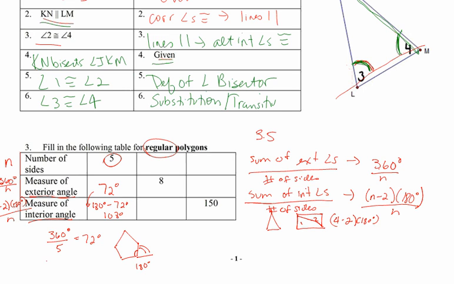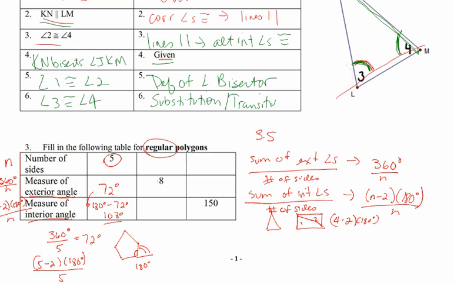And sure enough, if you follow this formula, which would be 5 minus 2 times 180 divided by 5, 3 times 180 divided by 5, or 540 divided by 5, you would get 108. But that supplementary relationship here really makes filling this chart out a lot faster.